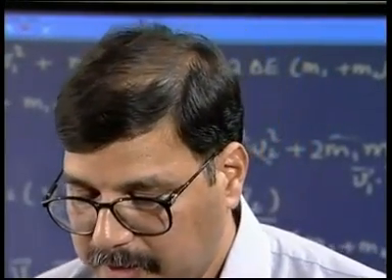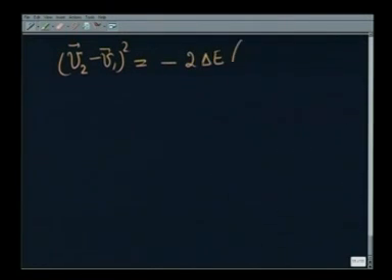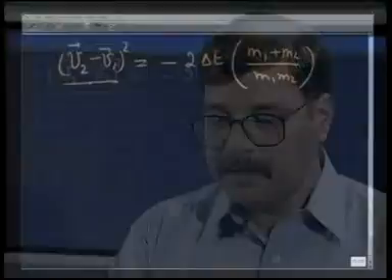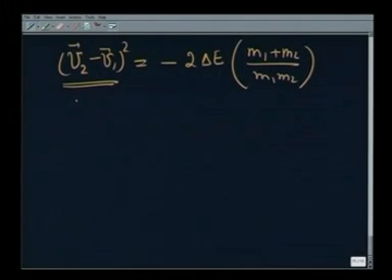This is a very important result, and now we are going to see what all it teaches us about the motion. Let me write this again on the next slide. What I have obtained by combining the two conservation principles, (v1 minus v2) square is equal to minus 2 delta E, (m1 plus m2) over m1 m2. Notice that the left hand side is a perfect square, so it is always greater than 0.